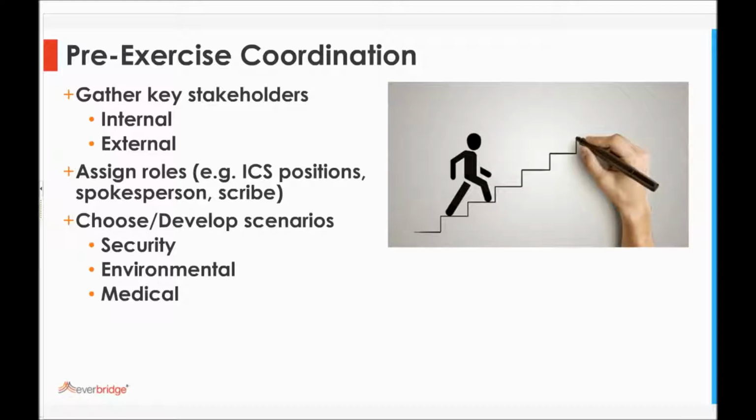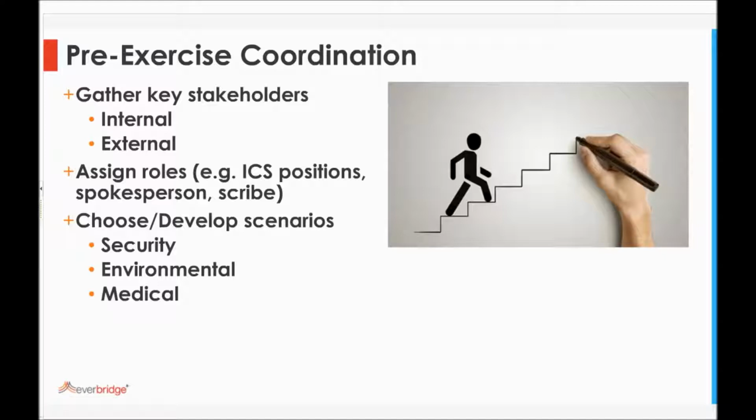And then finally, in pre-exercise coordination, we want to choose or develop a scenario or scenarios that you're going to work on. And I think in your first tabletop, just one scenario is probably good. The three areas that you'll look for to develop a scenario are really these three: security, which would be some kind of a violence incident; environmental, which would generally be some kind of a severe weather, maybe even a hazardous materials, and then medical, which I think is self-explanatory.